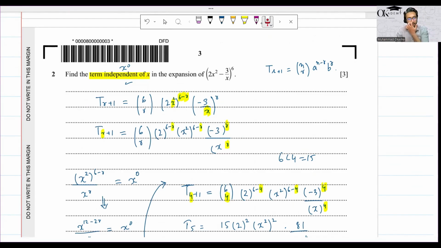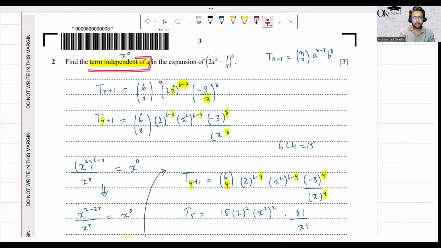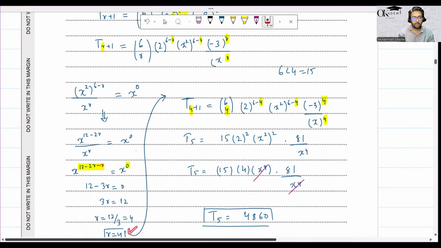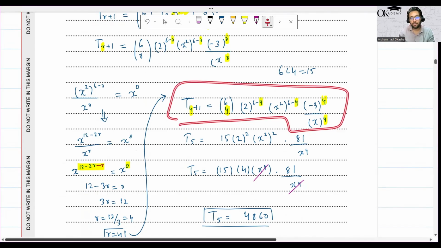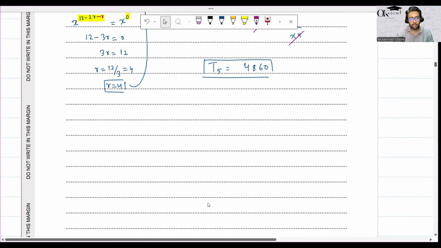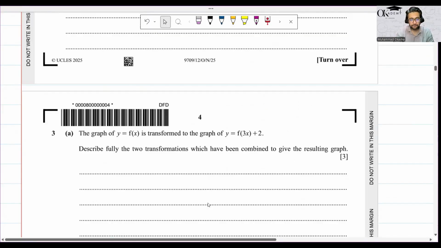So whatever I could find from the expression, I put in there. Now I wanted to find the term independent of x, which means whatever the powers of x, all of them should be equal to 0. That gave me the value of r. Once I put r in the actual formula of the general term, I got my answer, which is the fifth term of the expansion that has no x, independent of x.